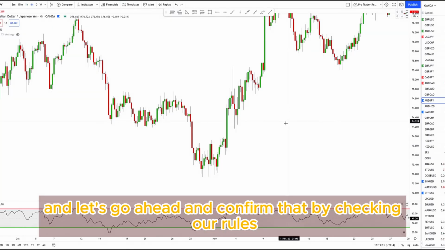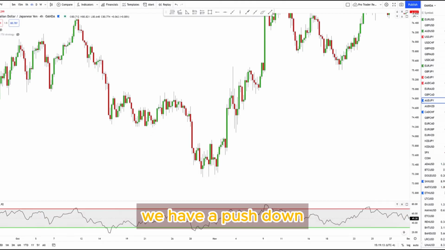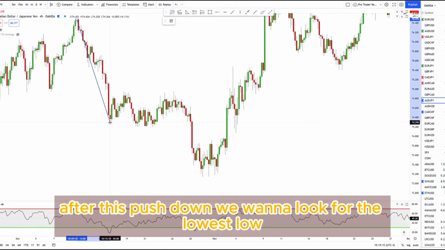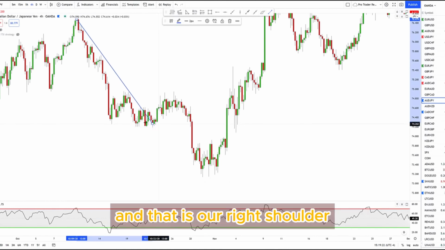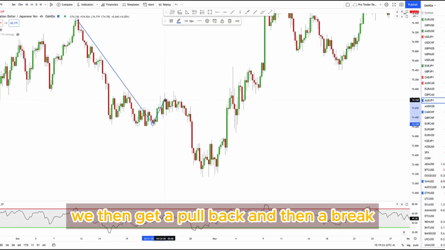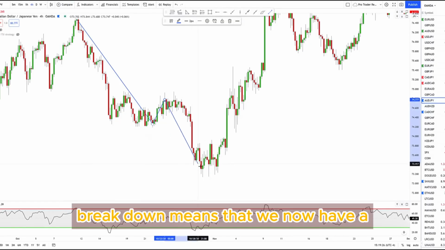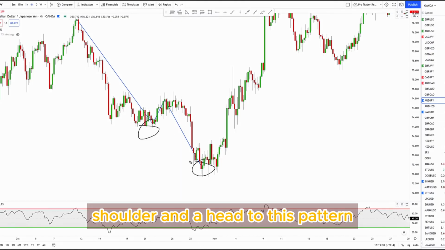And let's go ahead and confirm that by checking our rules. We have a push down. After this push down, we want to look for the lowest low, which is right here for our first bottom. And that is our right shoulder. We then get a pullback and then a break. Break down means that we now have a shoulder and a head to this pattern.